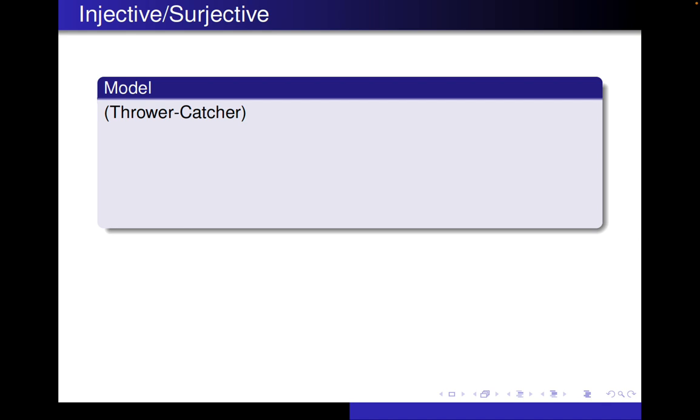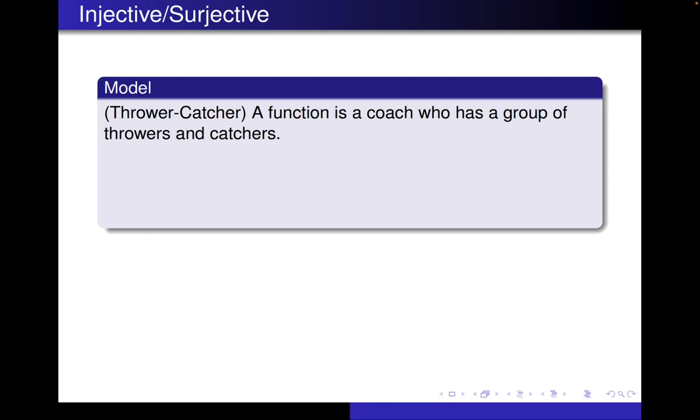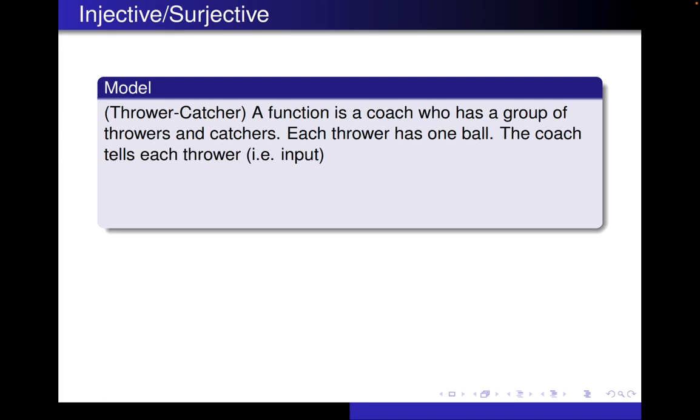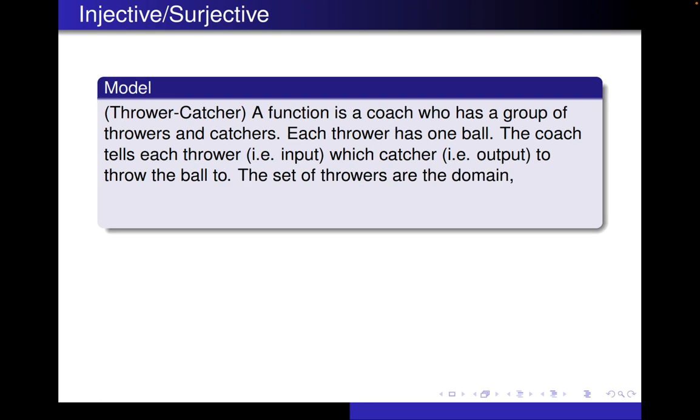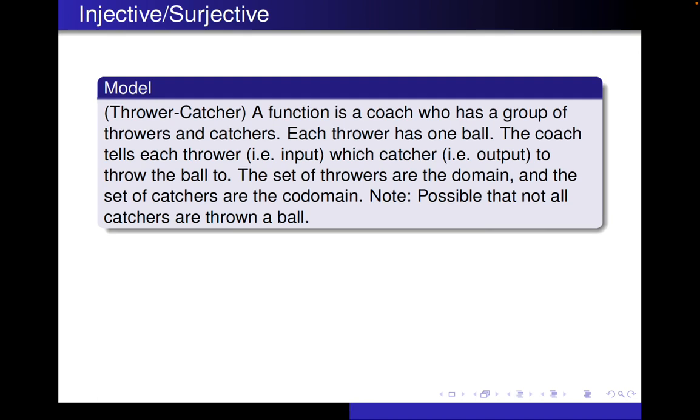So this is the same thrower-catcher model that we looked at before. In this one, a function is thought of as a coach who has a group of throwers and catchers. Each thrower has one ball. The coach tells each thrower, which, by the way, corresponds to the inputs of our function, to which catcher, which corresponds to the output, to throw the ball to. So the thrower, the input, throws the ball to the catcher, which is the output. And the set of throwers are the domain, and the set of catchers are the codomain. And just note, even though we call them catchers, that doesn't mean that they actually catch a ball. They are just ready to catch a ball in case someone throws it to them.